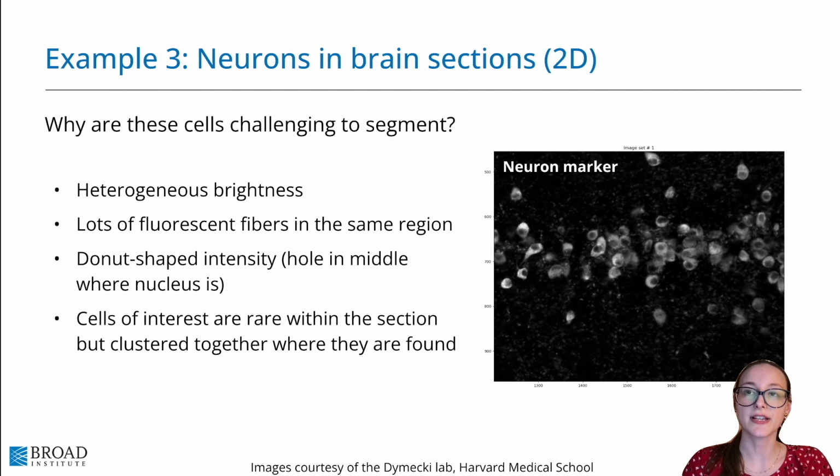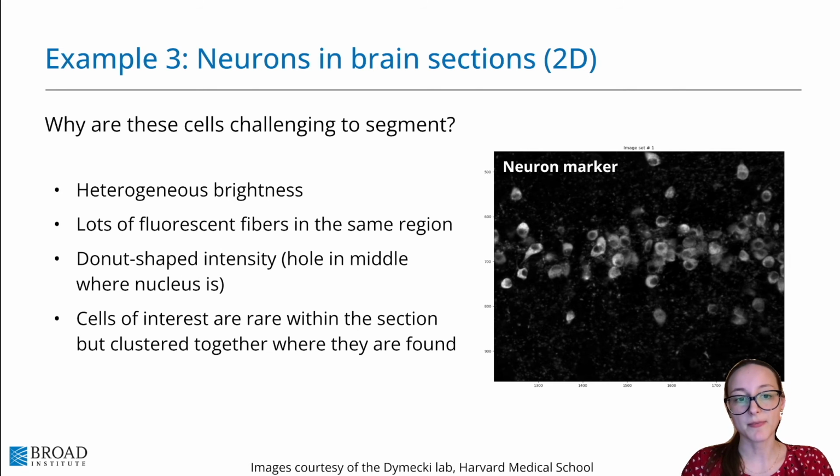Finally, the cells of interest, as I alluded to before, are rare within this section. So we can't go from nuclei out to cells. We have to detect cells first. And they cluster together where they are found, like these cells here along the midline of this section.